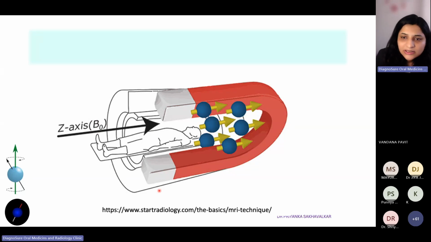This is the resting or equilibrium state. The net magnetization points towards the patient's head along the Z-axis. This alignment is the foundation of MRI as it sets the stage for capturing detailed images when additional radio frequency pulses are applied to disturb this balance. Once the pulse stops, the protons realign with B0, emitting signals that our MRI machine captures to create an image.